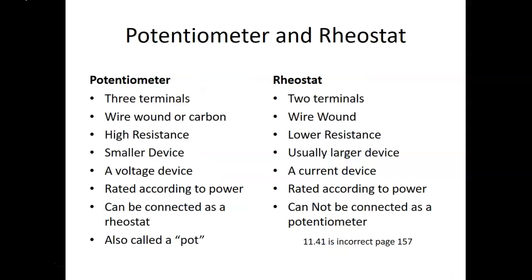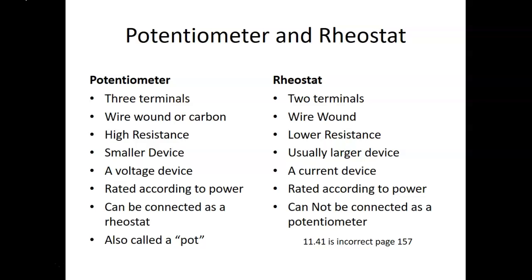So this is the difference between a potentiometer and rheostat. One has 3 terminals, the other one has 2, versus what the book says. Both can be wire wound, but potentiometers can also be carbon composite. These guys run very high resistance. Believe you me, I've seen a potentiometer the size of this table. They're big. They can get small, they can get big. Rheostats have lower resistance. These guys typically are smaller and rheostats bigger.